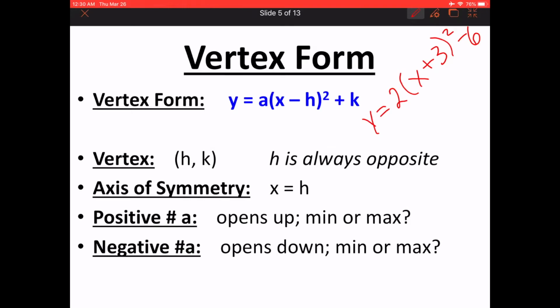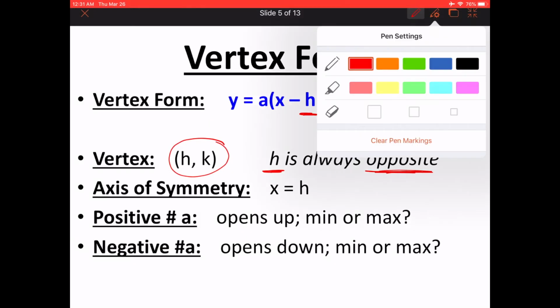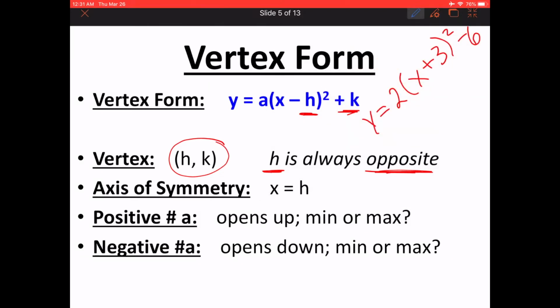The vertex of the parabola always comes from the letters h and k. We talked about this a little bit in 10.1, day 1. H is always going to be the opposite. Whenever we're in parentheses, we're dealing with the opposite. So in my example, x plus 3, I am actually going to be using negative 3, taking that opposite. However, on the outside, my k stays the same. So my vertex in this example would be (-3, -6).